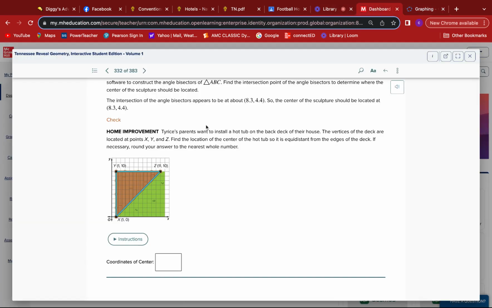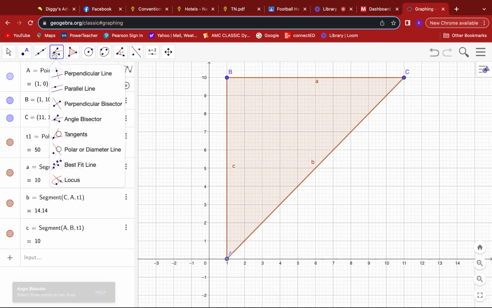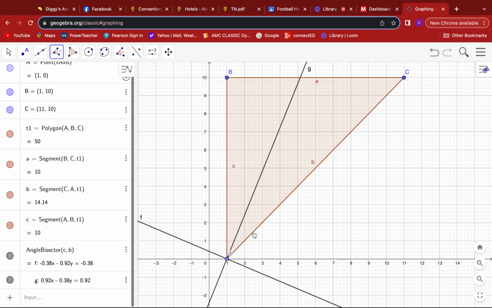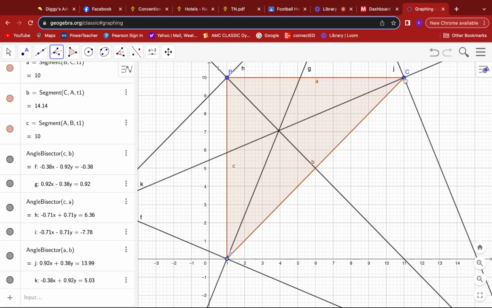All right, so they're wanting me to find the center. It looks like this one's a hot tub. They're going to put a hot tub at the incenter, and I need to find three angle bisectors to know exactly where it's going to be. All righty, here we go. Fourth icon from the left, angle bisectors, the fourth one down. Remember, for angle A, I need to click on side C and B. For angle B, I click on side C and A. And for angle C, I click on side A and B. And I have an incenter exactly right there.